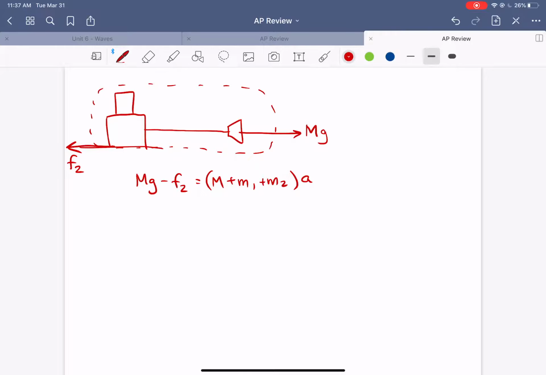All right, so the friction force, we know that that is going to be the coefficient of friction, which this time is kinetic friction since the system is sliding, times the normal force. And that normal force is still going to be m1 plus m2 times g. So we take this and plug it in up here.